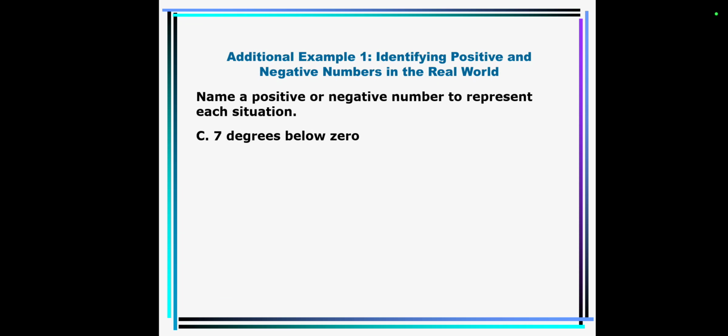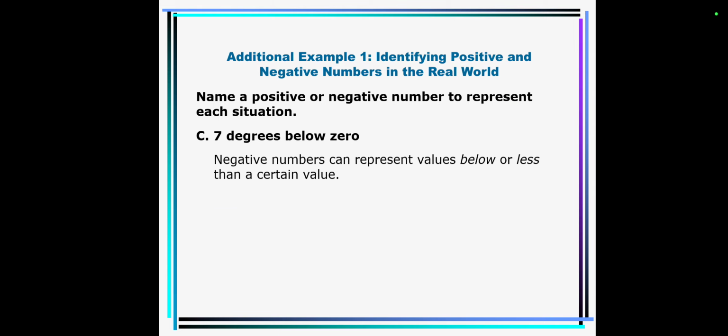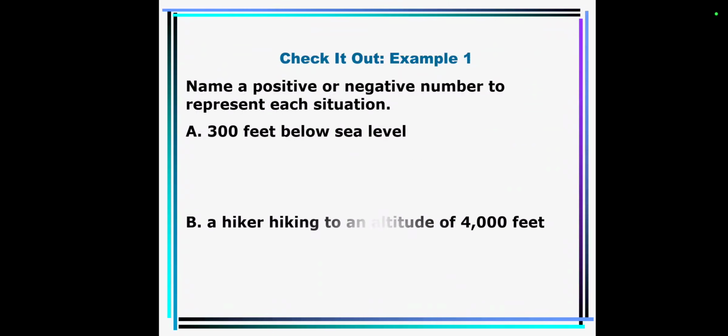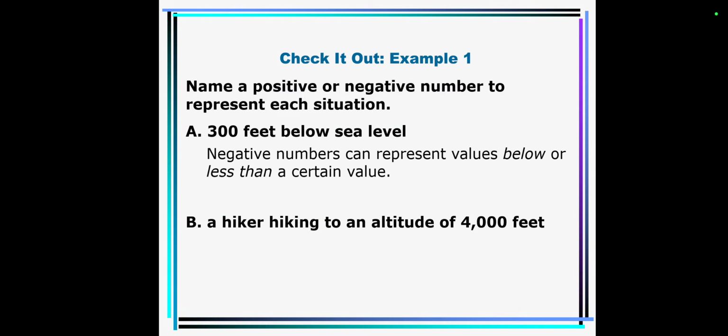How about this? 7 degrees below zero. When we say below zero, those are negative integers, so we are dealing with negative numbers. Remember that it can also represent values below or less than a certain value. So it is negative 7. How about 300 feet below sea level? This is still the same. It is below sea level, so you are dealing with negative numbers.